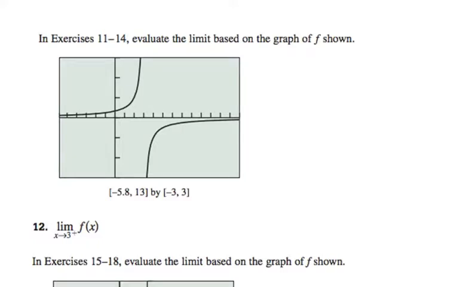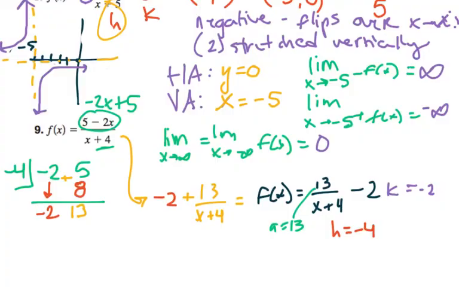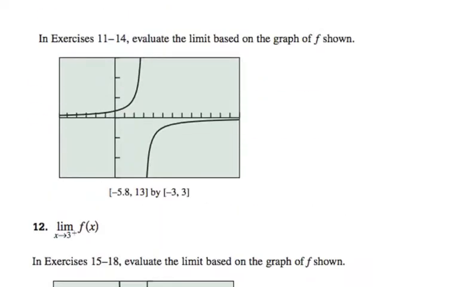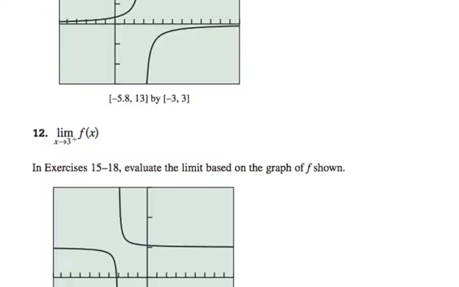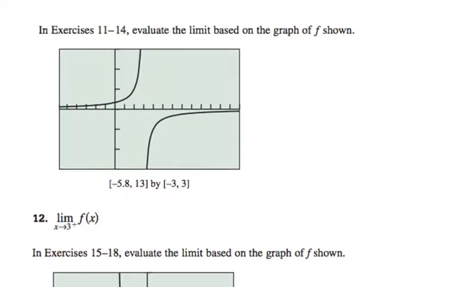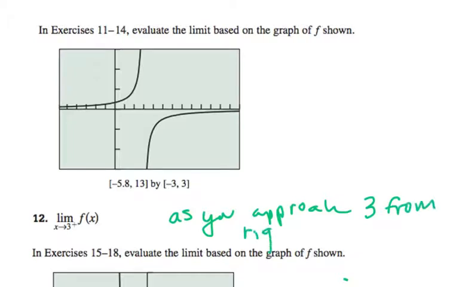Alright, next one. In exercises 11 through 14, we need to evaluate the limit based on the graph. So this is our f of x, and we're going to evaluate the limit. This is red. As you approach 3 from the right, so here we are on the right side, approaching the number 3, what happens? It goes down to negative infinity.